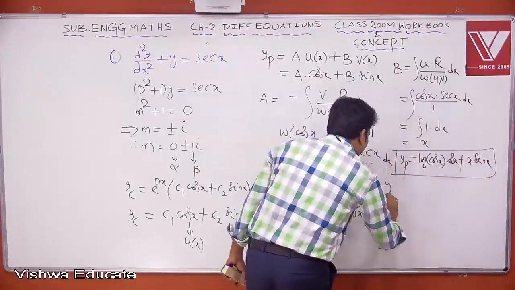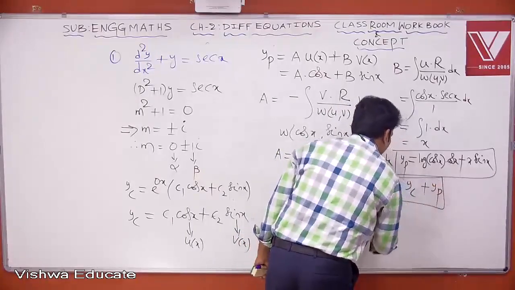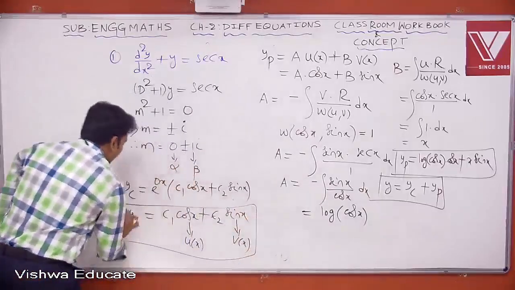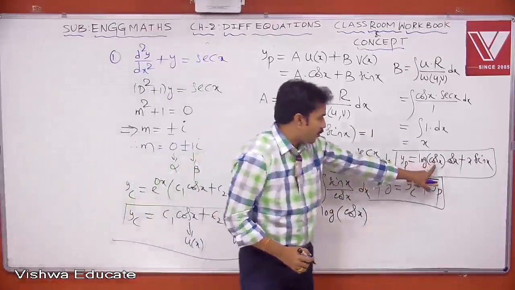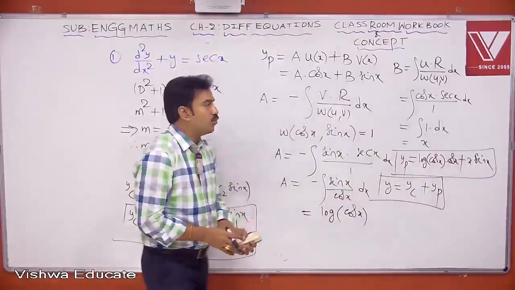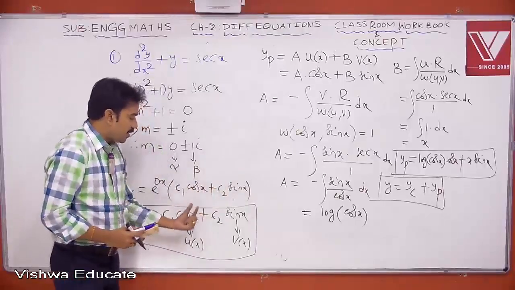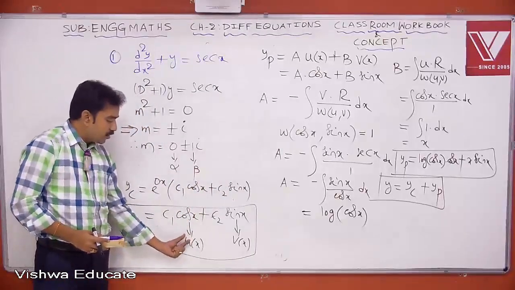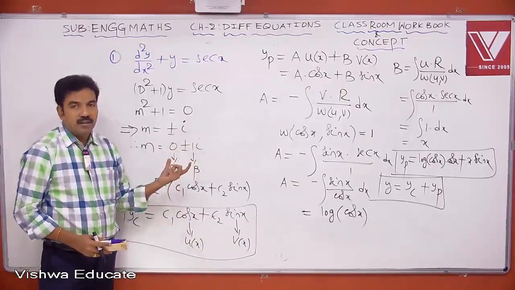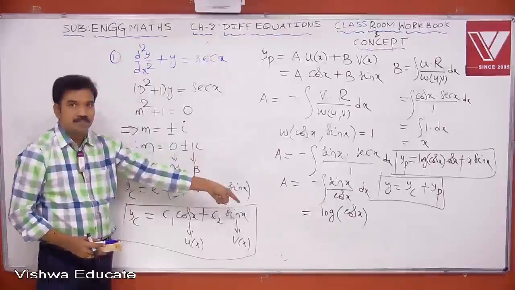Therefore the general solution is y equal to yc plus yp. This is my general solution. So this is yc value and yp equal to log of cos x into cos x plus x sin x. Only thing is you need to go for normal, very normal integral, simple calculation. So the important point is use the values of u of x and v of x which we got through yc in yp, so that you can find Wronskian very easily and hence you will get the particular integrals.